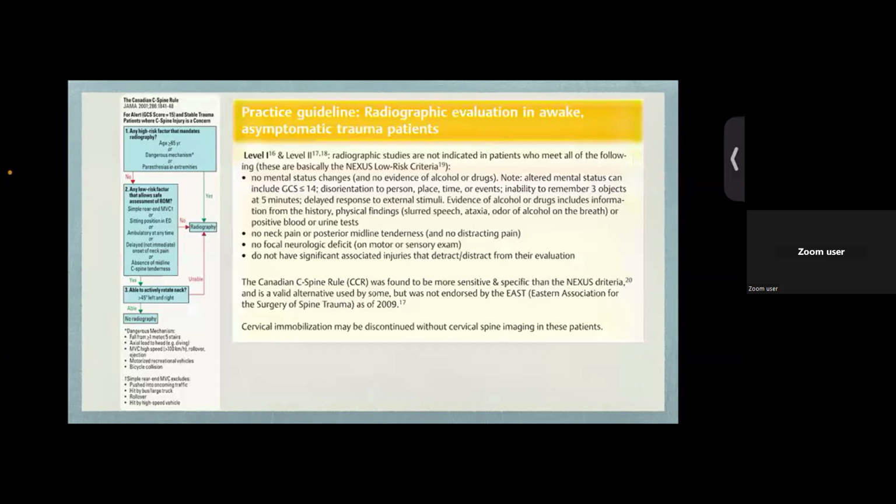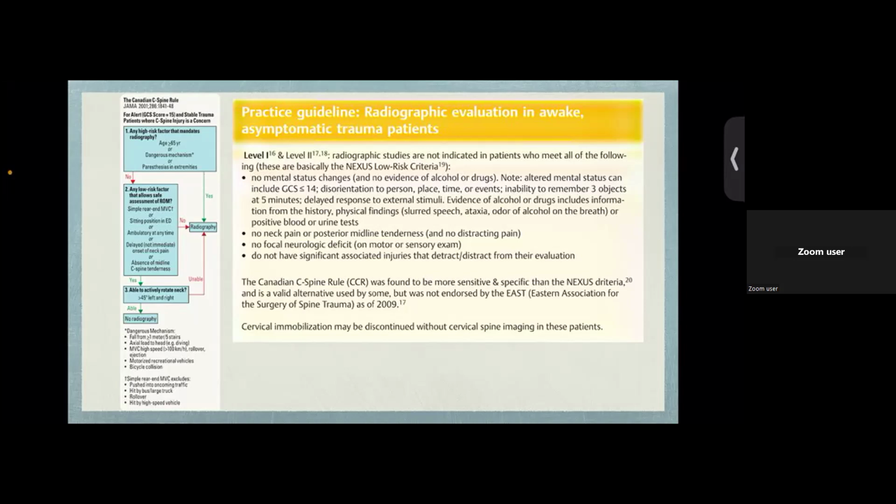This, however, was not found to be superior to the Canadian C-spine rule, which is a little more detailed. Though the criteria are very similar, this is the one that was found to be a little more sensitive and specific compared to the Nexus criteria. So this one is a little more valid to use. However, it was not endorsed by the Eastern Association for the Surgery of Trauma. But let's still go through the Canadian C-spine rule.